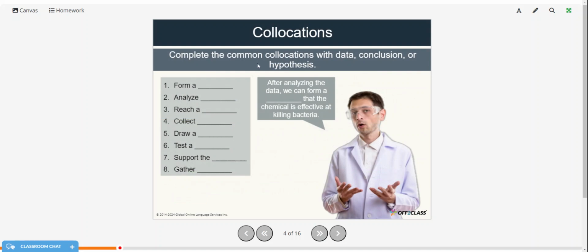All right, so complete some common collocations with data, conclusion, or hypothesis. And a collocation is like an expression or a group of words that are commonly used together. So, for example, after analyzing the data, we can form a conclusion that the chemical is effective at killing bacteria.